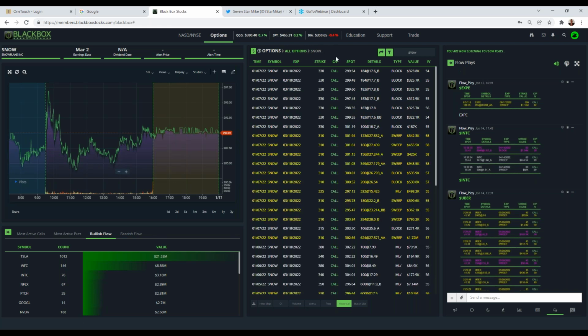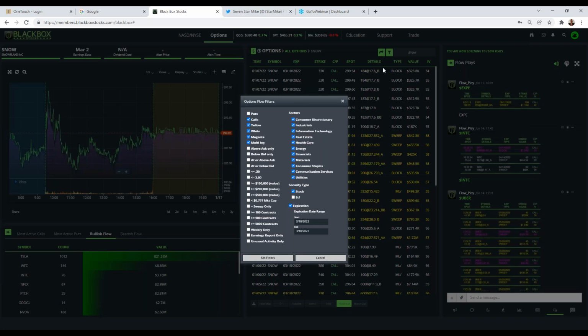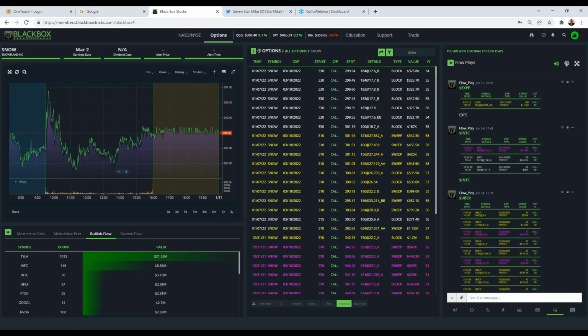So that's how you can see some rolls that are done. It's using that multi-leg, which we won't get into much detail, but that answers a lot of the questions we've gotten in on that segment.